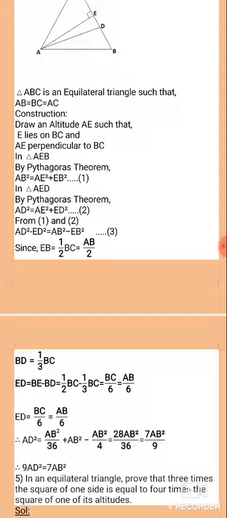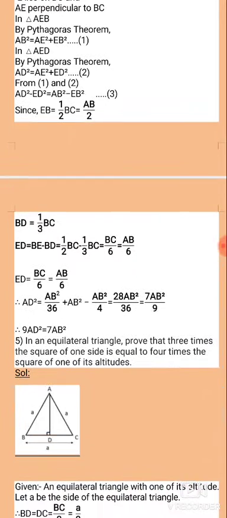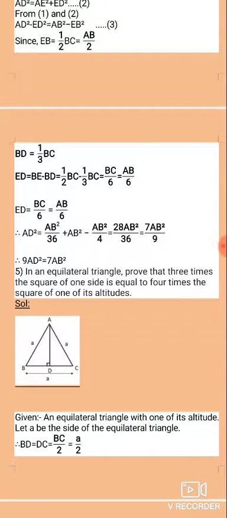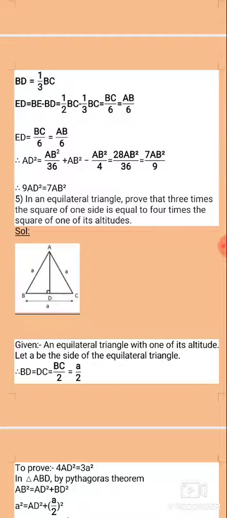Okay, students, listen. This one is very important question. Now the next question. In an equilateral triangle, prove that 3 times the square of one side is equal to 4 times the square of one of its altitude. Now listen carefully, this figure. Since it is an equilateral triangle, all sides are equal, which is equal to what? A units. An equilateral triangle with one of its altitude. Let A be the side of the equilateral triangle. Therefore, BD is equal to DC is equal to BC by 2, which is equal to A by 2.